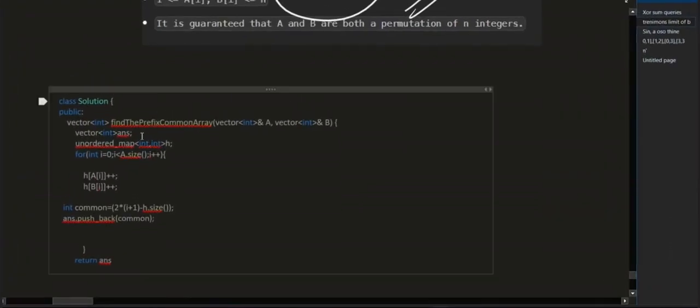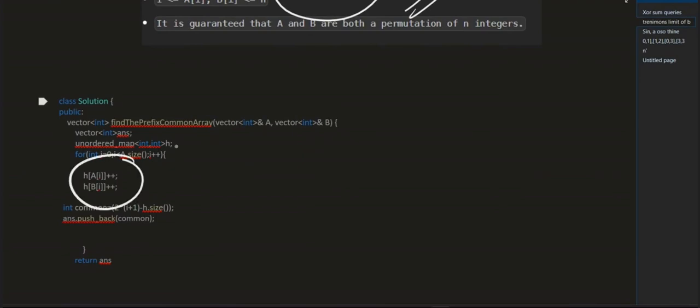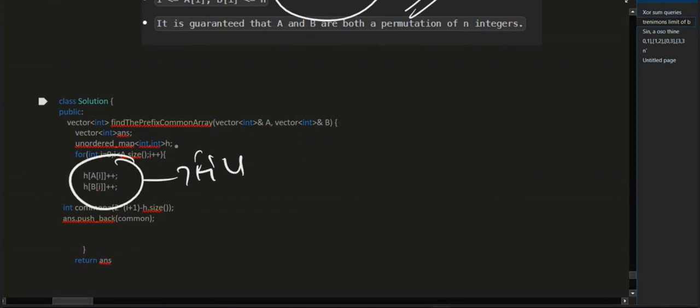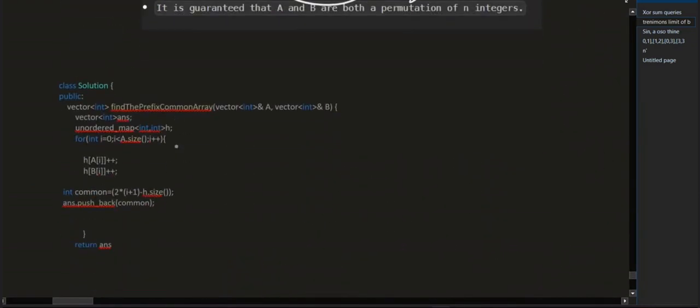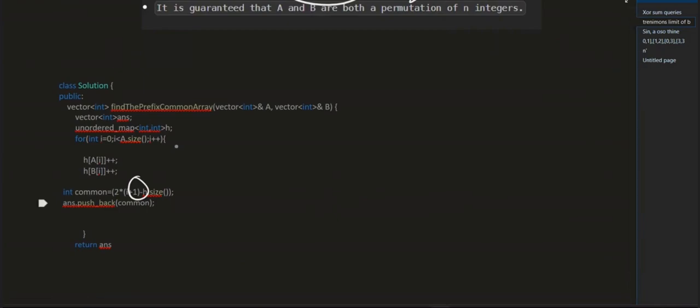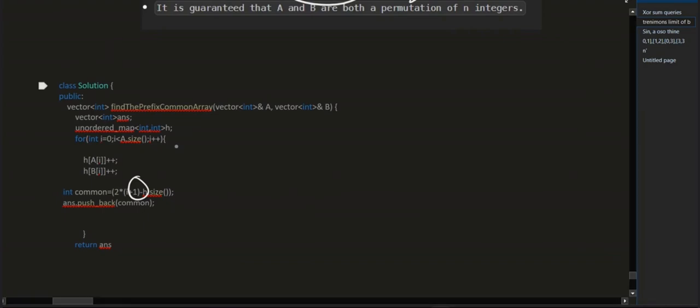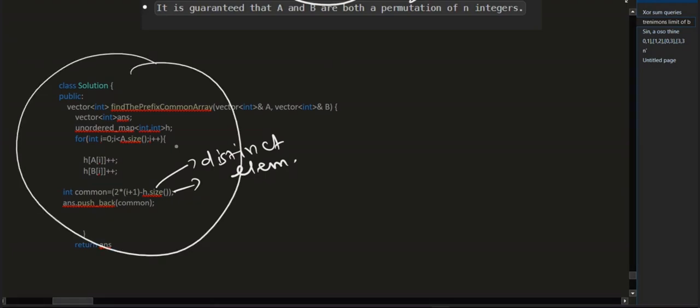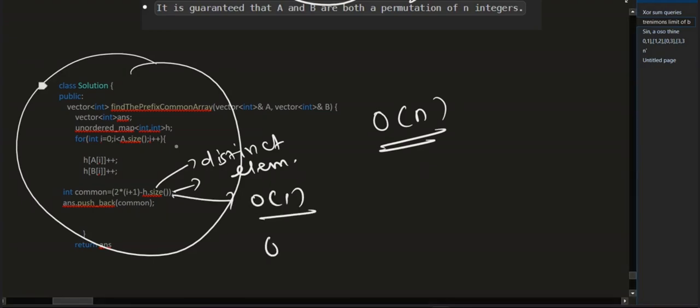Basically, take this answer array, then make an unordered map, fill that map, and then for every common element, as I'm using zero-based indexing, I have used i plus 1. If you use 1-based indexing, you can use just i. So basically the formula I mentioned, that is 2 times (i plus 1) minus h dot size, the distinct elements till now, and then I'm pushing that and returning it. The time complexity is O of n, as computing this is O of 1, and space complexity is O of n.